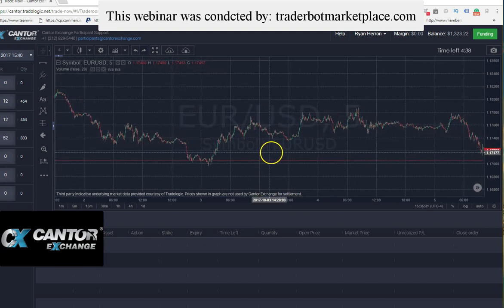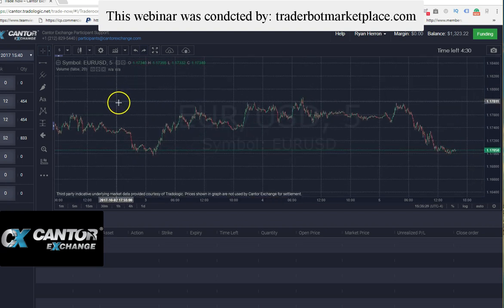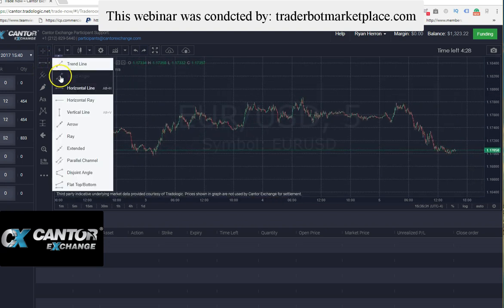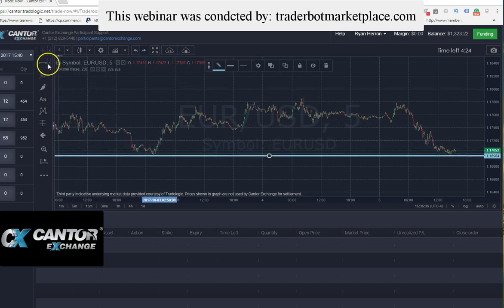Right now, the daily chart is in an uptrend. The hourly is in a downtrend. We've got some consolidation going on. I'm going to draw some support and resistance lines. There's one.